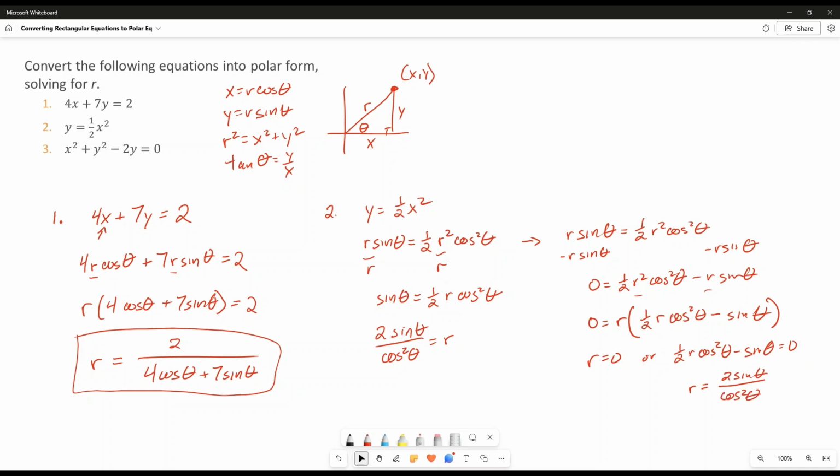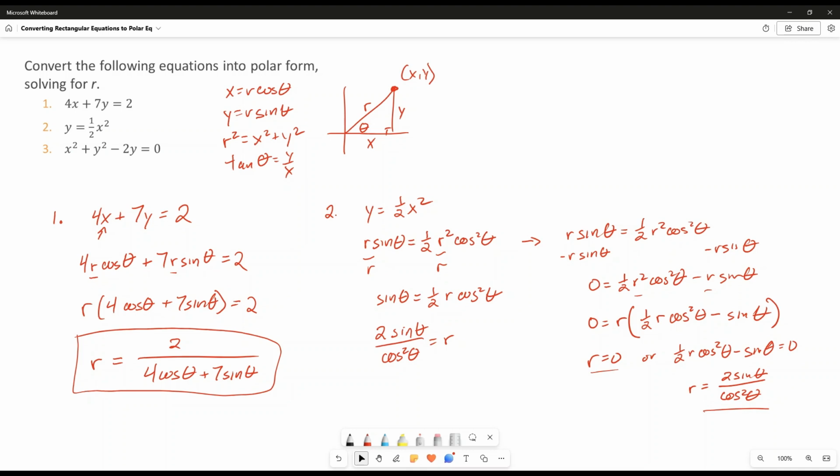So doing it this way, we actually do get two solutions. We get the same one that we had before, r equals 2 sine theta over cosine squared theta, but we also get r equals 0. And so that means when we did it the first way, when we divided both sides by r, we're actually dividing both sides by 0, which usually we don't like to do because it's undefined. But it also resulted in us losing this r equals 0 solution.